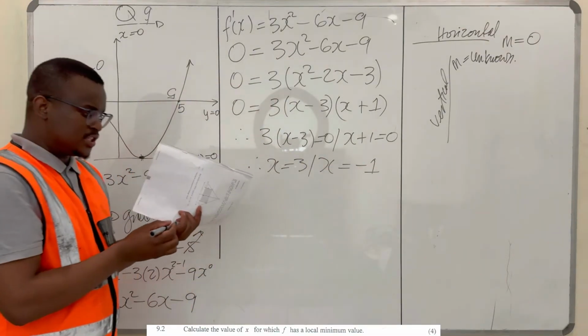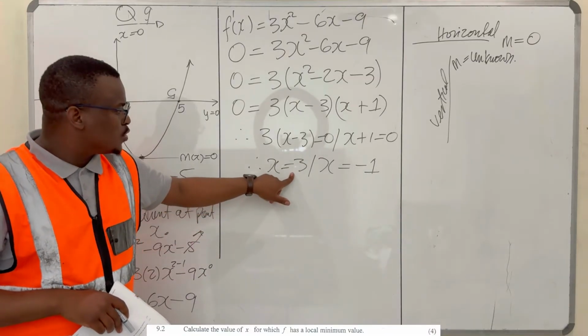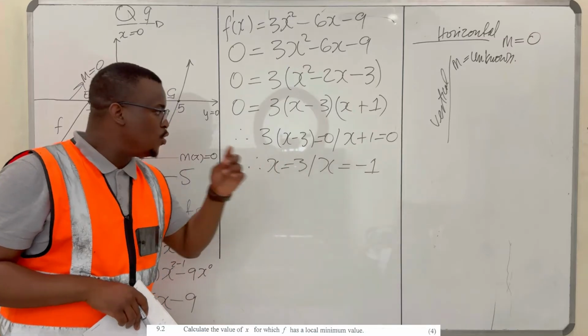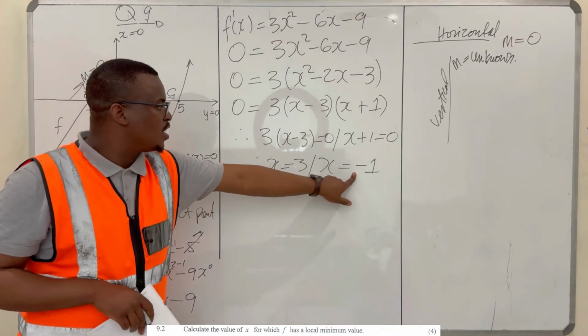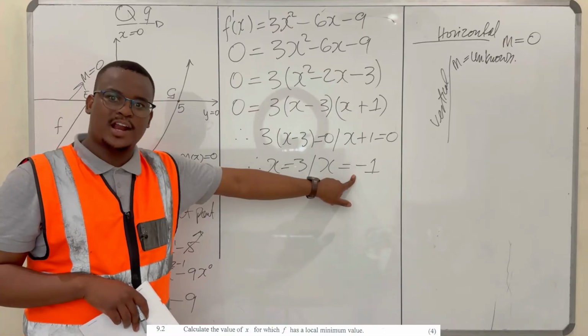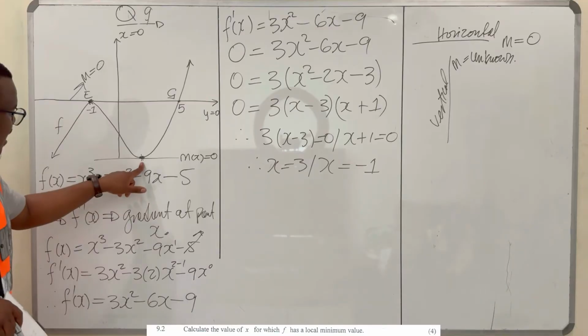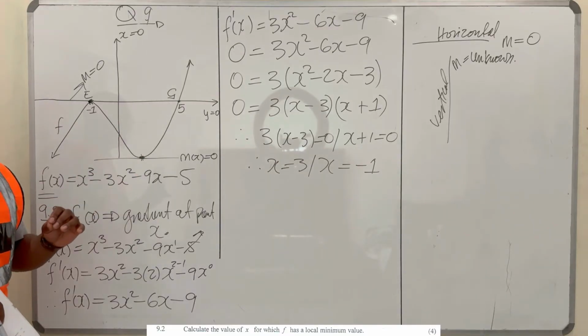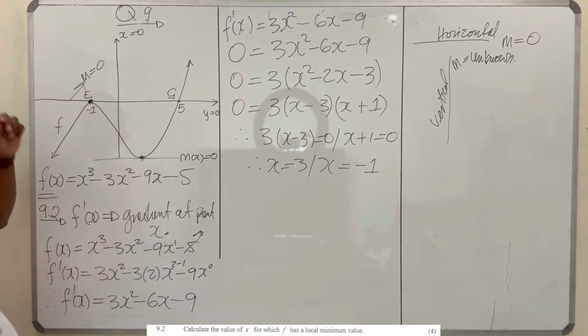So the x values where the gradient is 0 are x is equal to 3 and x is equal to minus 1. But look, I said this was a local maximum, and at this local maximum the gradient is 0. Look, there is x equal to minus 1 because that's where another 0 gradient is sitting. So this should be the second one. And if you look at it, it's positive. It's on the right-hand side of your y-axis.